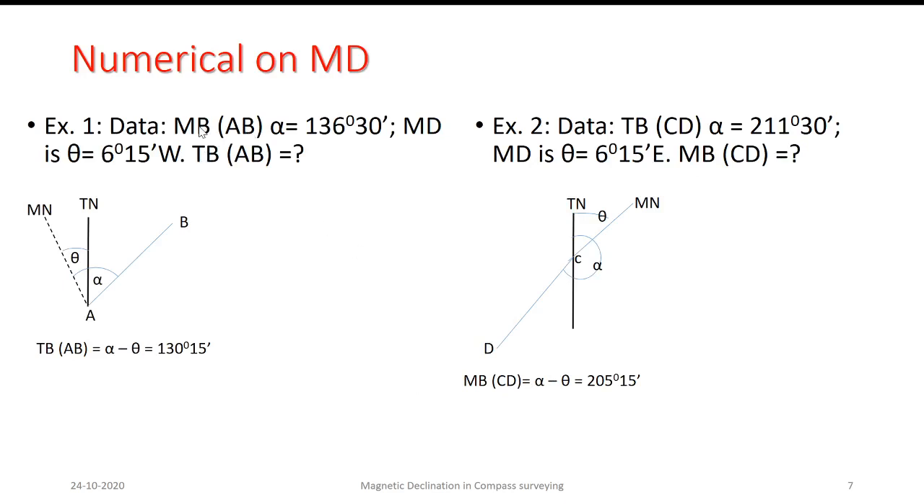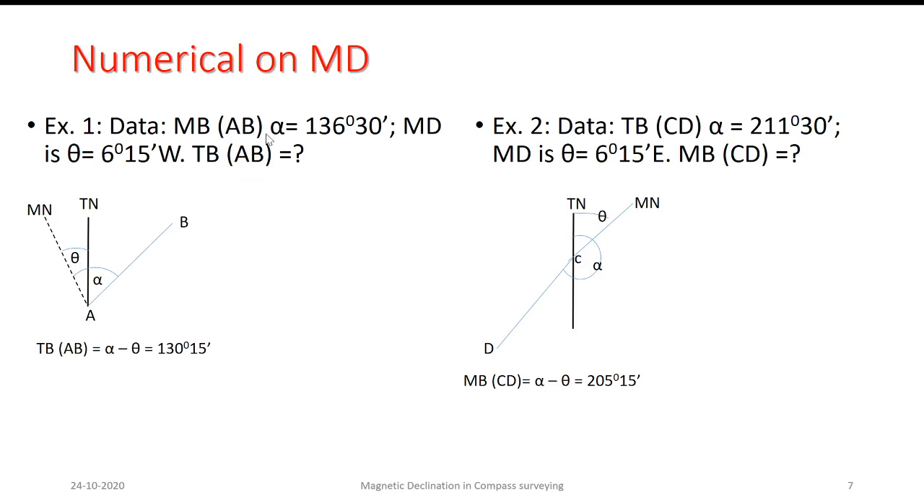Here, the magnetic bearing of AB is given to be alpha, which is 136 degrees 30 minutes, whereas the magnetic declination is given as 6 degrees 15 minutes west. By making use of this data, we can draw this sketch. True north is a constant entity having magnetic declination 6 degrees 15 minutes west. We can draw the magnetic north in dotted manner the way I have presented here. The value is 6 degrees 15 minutes west.